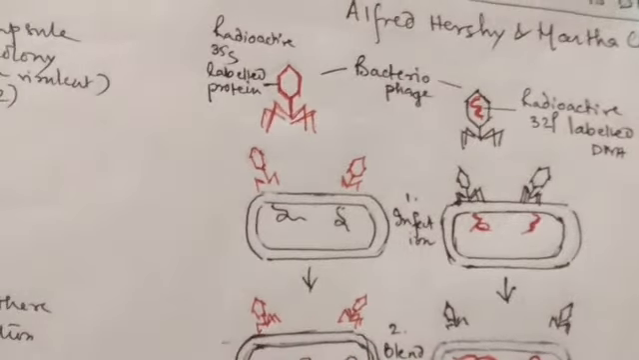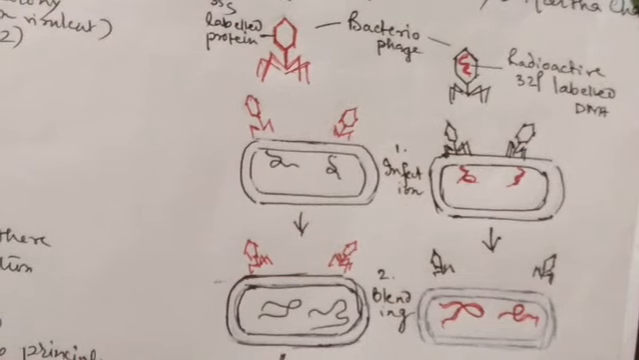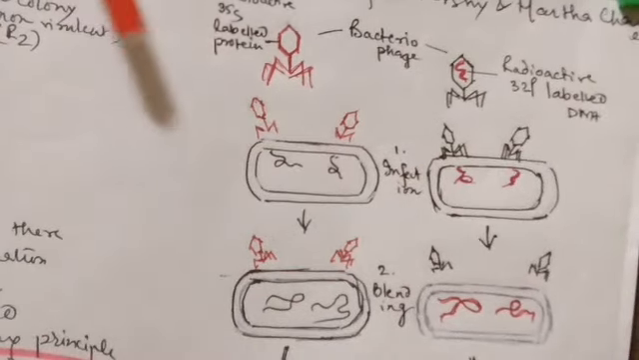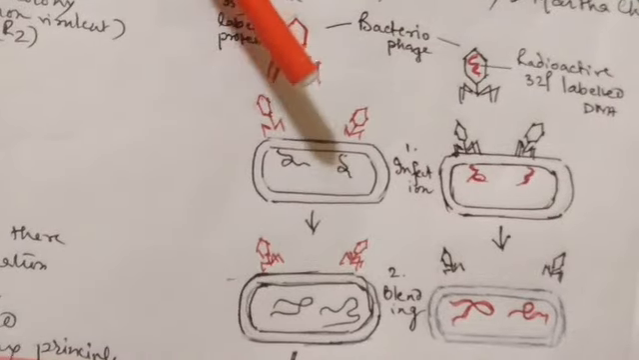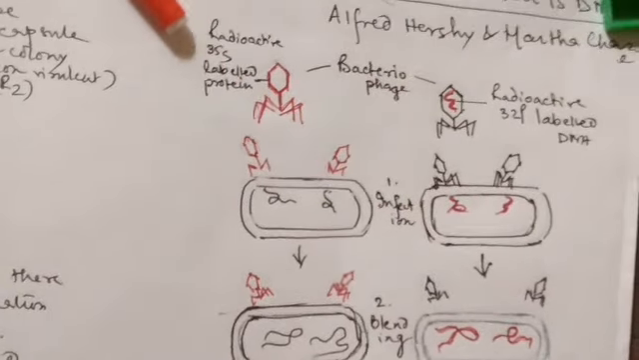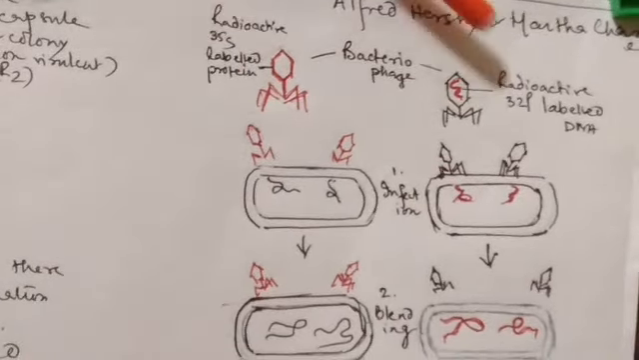Hershey and Chase raised T2 bacteriophage over two different bacterial colonies. In one colony, they grew it in a medium containing radioactive phosphorus, 32P, and in the other they grew it on radioactive sulfur, that is 35S.